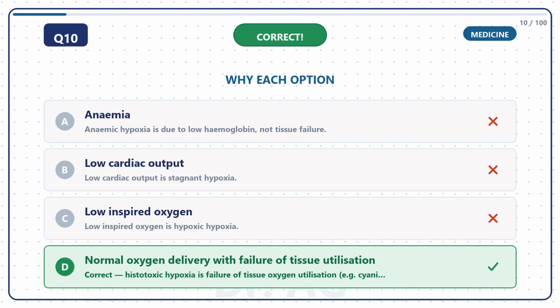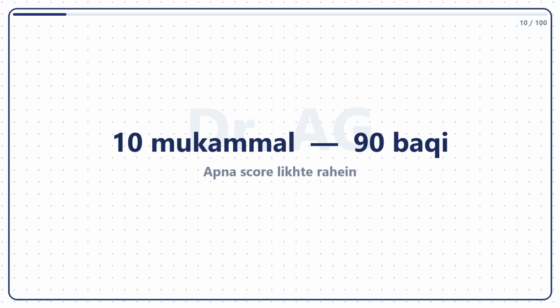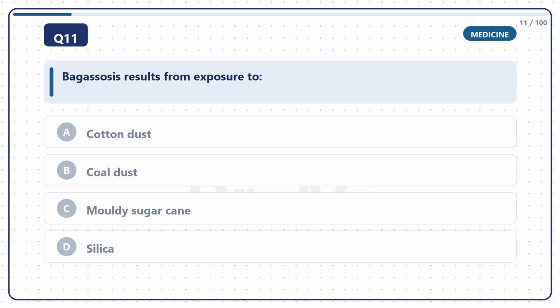Correct. Histotoxic hypoxia is failure of tissue oxygen utilization, e.g. cyanide, despite normal delivery. So, the right answer is option D. Normal oxygen delivery with failure of tissue utilization. Question 11. Bagasosis results from exposure to option A, cotton dust.